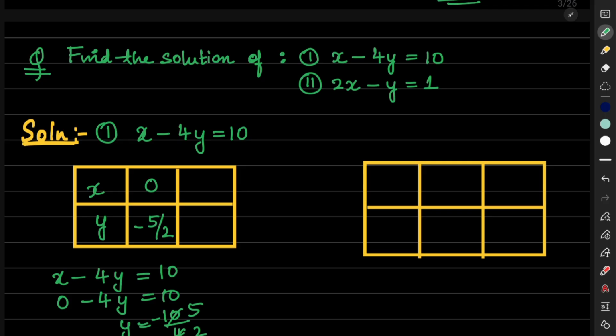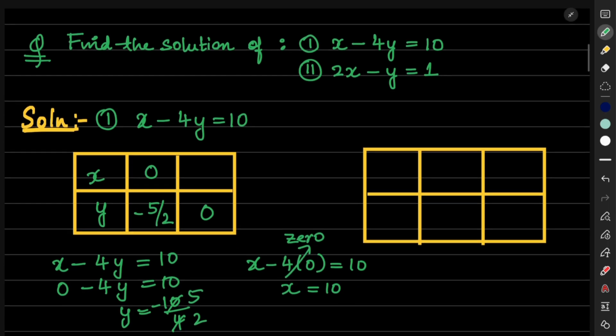Okay. Next, for the second one, let us take y as 0. If you take y as 0, what will it be? x minus 4 into 0 equal to 10, so x is equal to 10. Isn't it? So this entire thing will become 0. So when you have y equal to 0, x value is 10. So these are the two solutions. What are the solutions here? 0 comma minus 5 by 2, 10 comma 0.